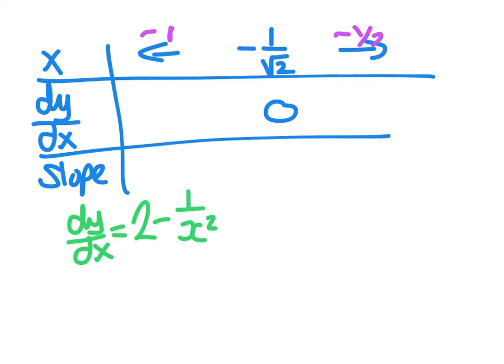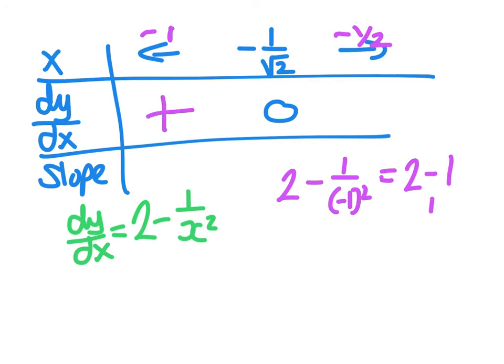I can't go as high as 0 because I can't substitute 0 into this, because I'd be dividing by 0. So I'm going to have to stick with the fractions. So when I've put the negative 1 in, I've got 2 minus 1 over negative 1 squared, which is just 2 minus 1, which is 1. So I have a positive gradient.